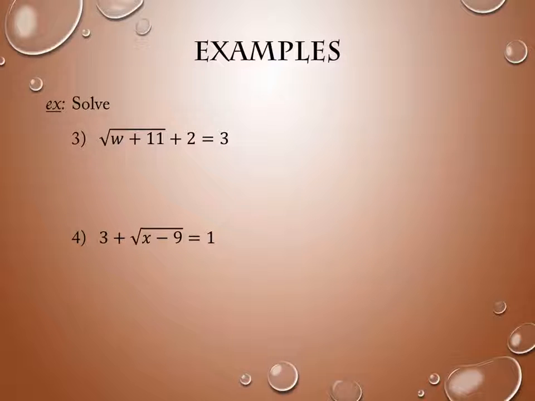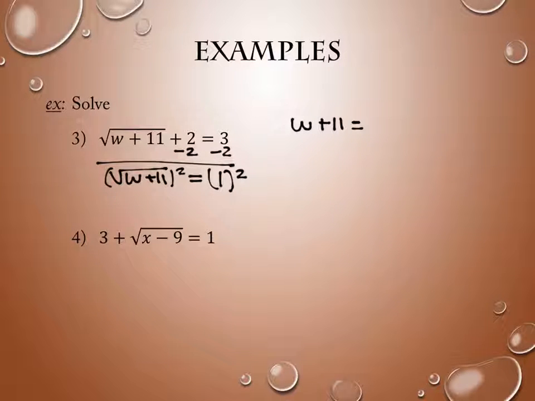Okay, number 3 and number 4 do not have the square root isolated. So if I need the square root to be isolated, that means all of this stays put. But what happens to the 2? It's got to be subtracted, right? It needs to be moved. So I'm going to start by moving the 2. So the square root of w plus 11, and it'd equal 1. And now the problem looks just like number 2. What will I do? Square both sides. So that gives me w plus 11 on the left. What will I have on the right? 1. 1 squared, so nice.